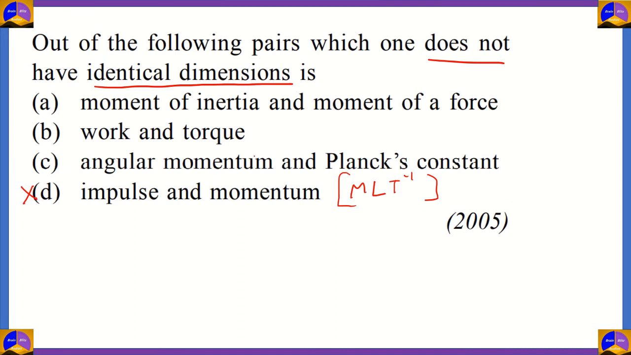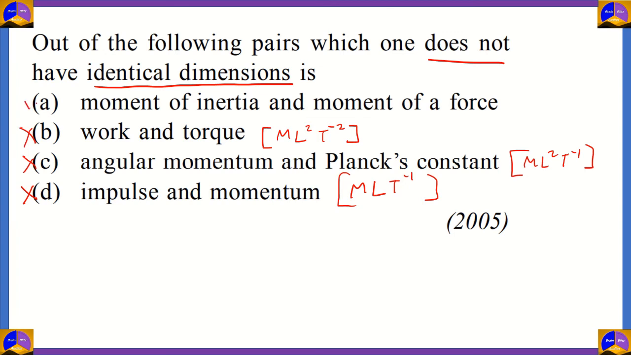According to our previous question, Planck's constant has ML square T power minus 1, and the formula is similar to that found for angular momentum. So the dimensions of angular momentum are identical to the dimensions of Planck's constant. So option C is incorrect. What about option B, work and torque? Once again, in our previous question, we know that work and torque have the same dimensions, which is ML squared T power minus 2. So this is the same dimensional formula for both work and torque. So option B is incorrect.